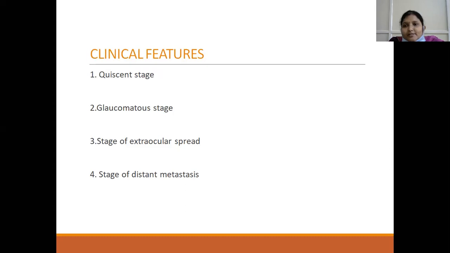And what is glaucomatous stage? Here the patient has severe pain, redness, watering and photophobia. Why does it cause glaucoma? Because if it is present in the peripheral part, it can impinge on the vortex veins and the drainage of the aqueous humor will be impaired. Similarly, it can also cause anterior forward displacement of the lens. So the iris will be pushed forward, leading to blockage of the angle and causes angle closure glaucoma.